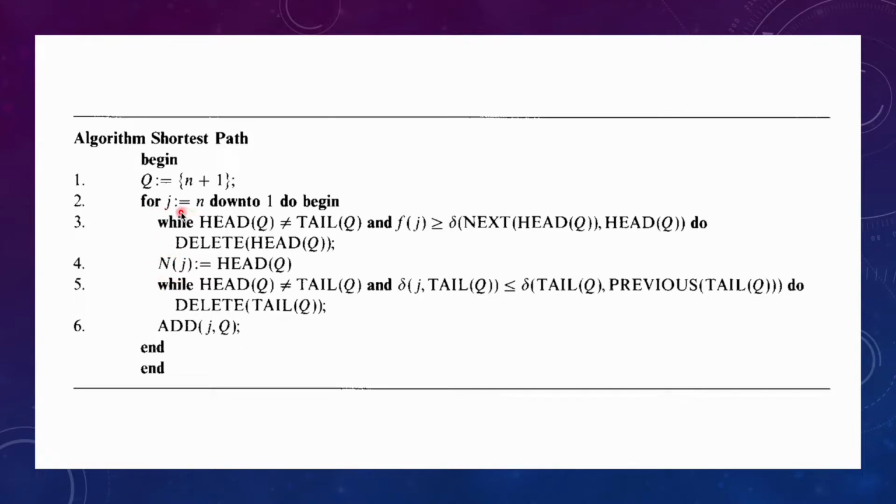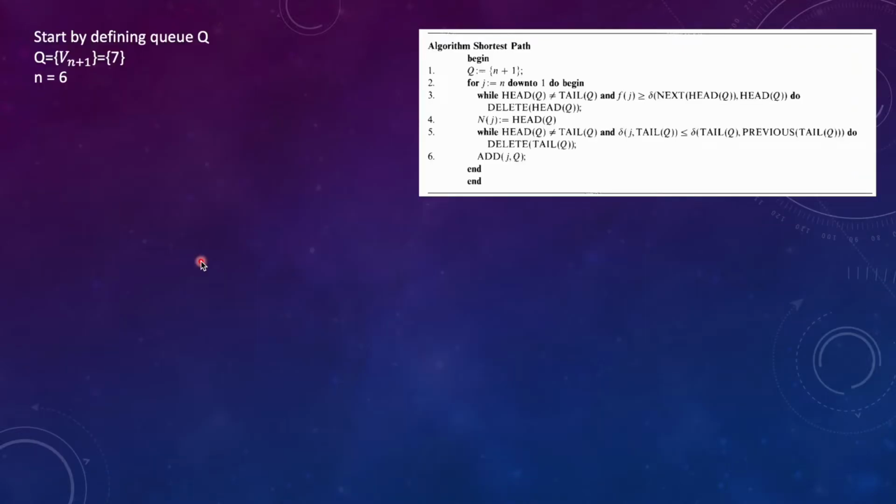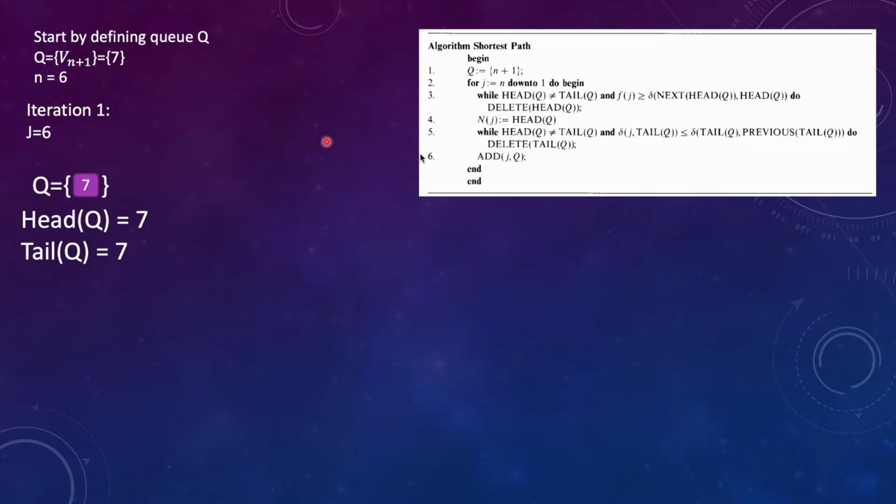We're also going to be analyzing all the nodes from the biggest, from the farthest to the right, to the first one, starting by initializing our Q with n plus 1. If n equals 6, then Q has a 7. In our first iteration, j equals 6. So Q has the 7th vertex, and we're going to analyze this condition. It's not going to be true because it's the same. So we don't enter, we just store the 7th in our N.